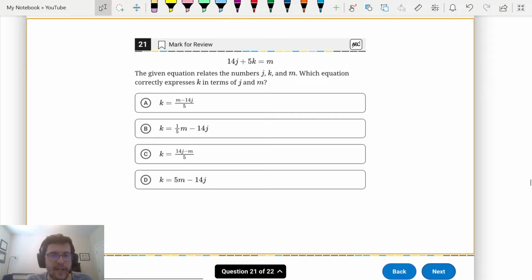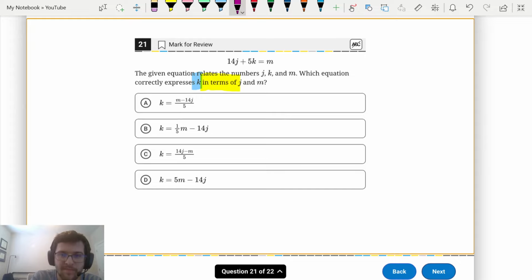Okay, so we're going to get k by itself. Whenever you see "in terms of," that means it wants you to get the thing that comes before it by itself. The thing that comes before it is k. So it wants us to get k by itself.